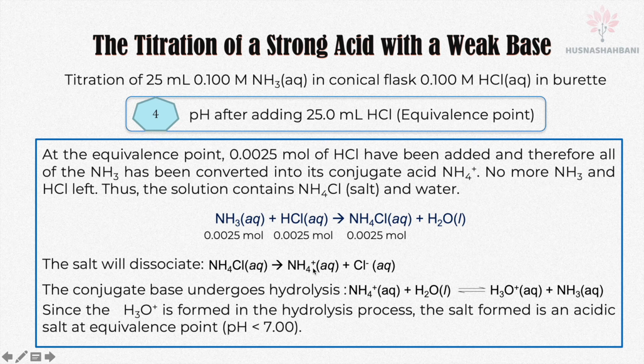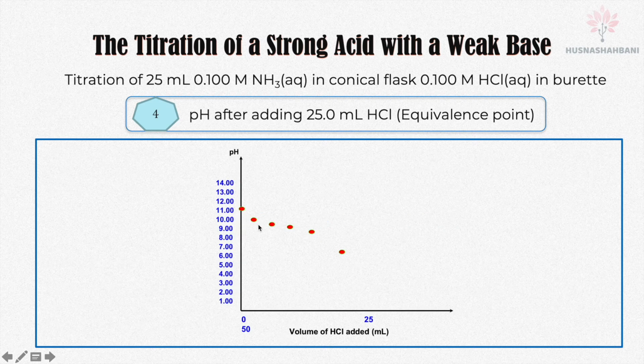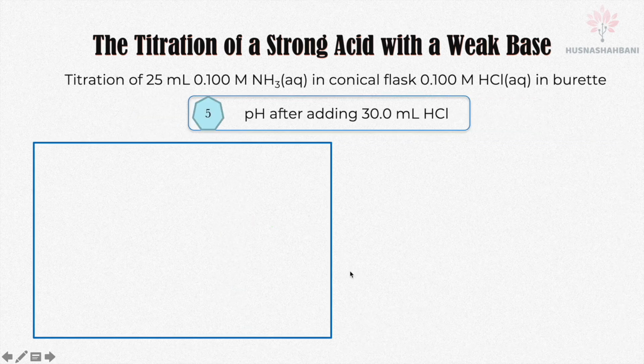So this NH4 plus will undergo hydrolysis. It will produce H3O plus and NH3. When there is production of H3O plus, we call that salt an acidic salt because it produces H3O plus. So this is an acidic salt. At equivalence point, we only have salt and water. Since this salt is acidic, the pH at equivalence point is less than 7. This is how you plot the curve. Draw the point at 25 ml HCl. The pH is less than 7, slightly less than 7.